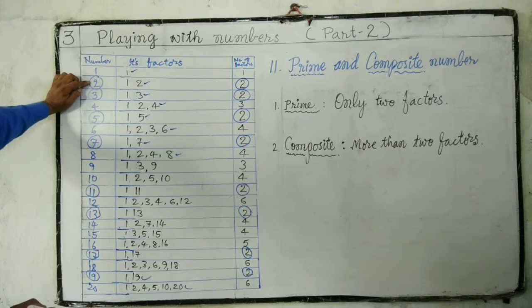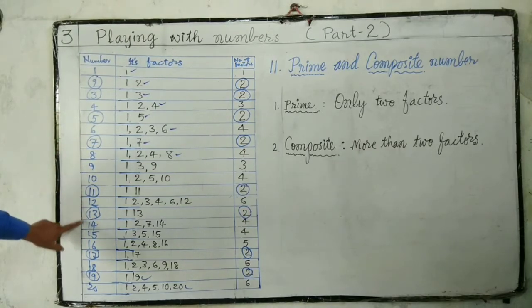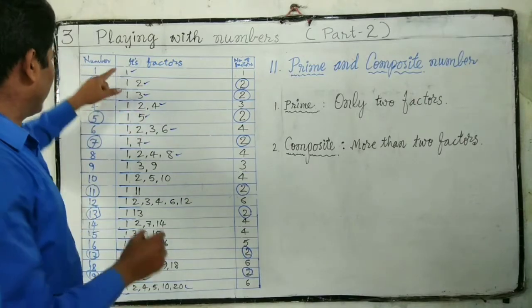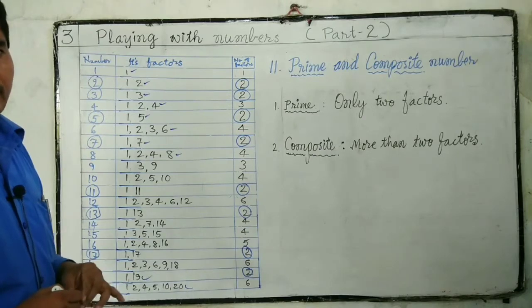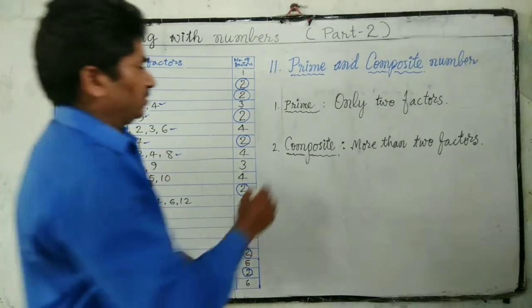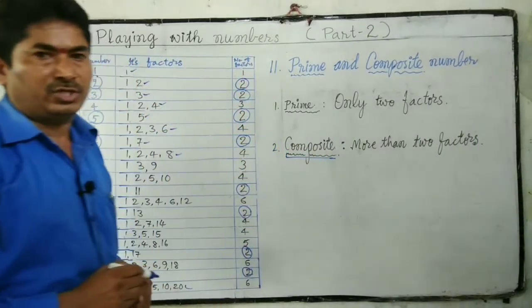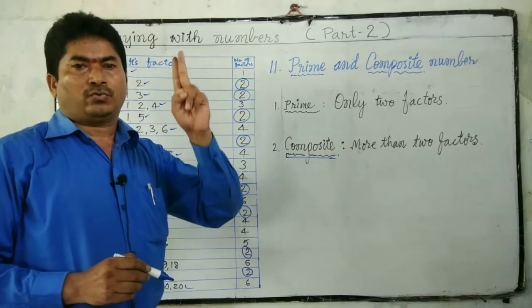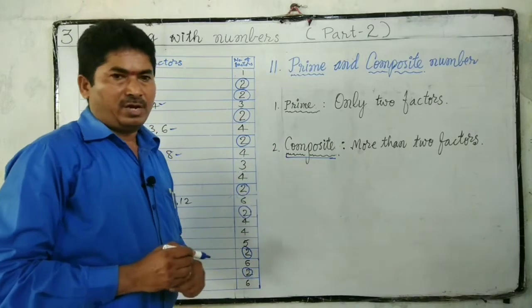2 has only 2 factors. 3, 5, 7, 11, 13, 17, 19. These have only 2 factors, 1 and itself. So that's why these are primes. Next, what are composite numbers? What is a composite number? The number which has more than 2 factors is called a composite number.